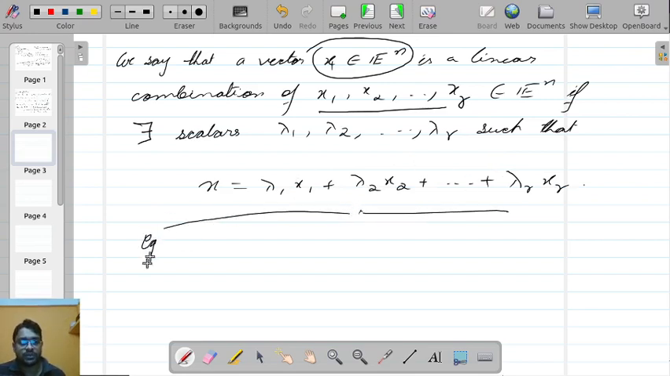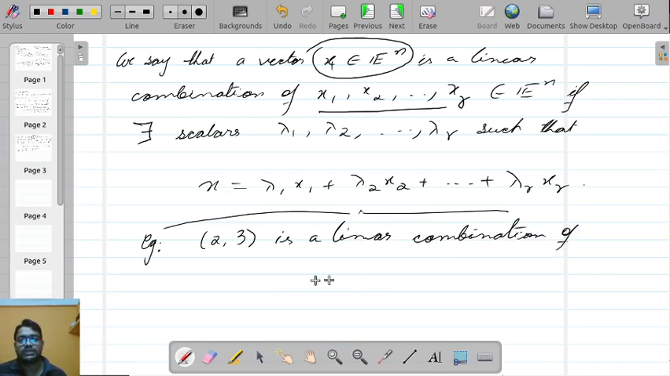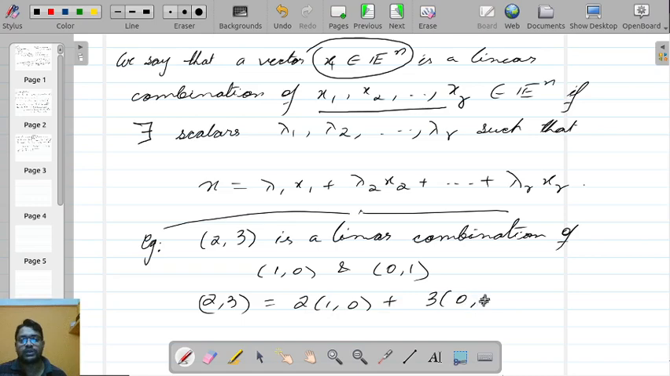For example, we have already seen that (2, 3) is a linear combination of the vectors (1, 0) and (0, 1). Say (2, 3) can be written as 2 into (1, 0) plus 3 into (0, 1). So simply we can write it this way.